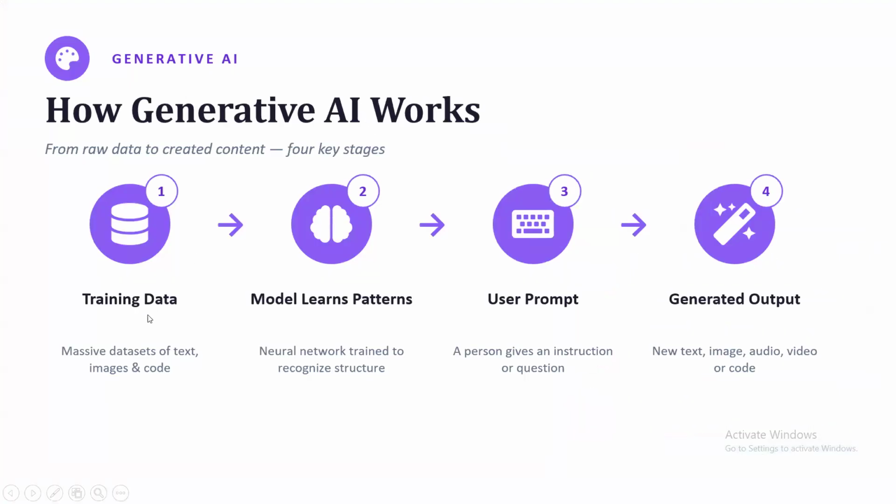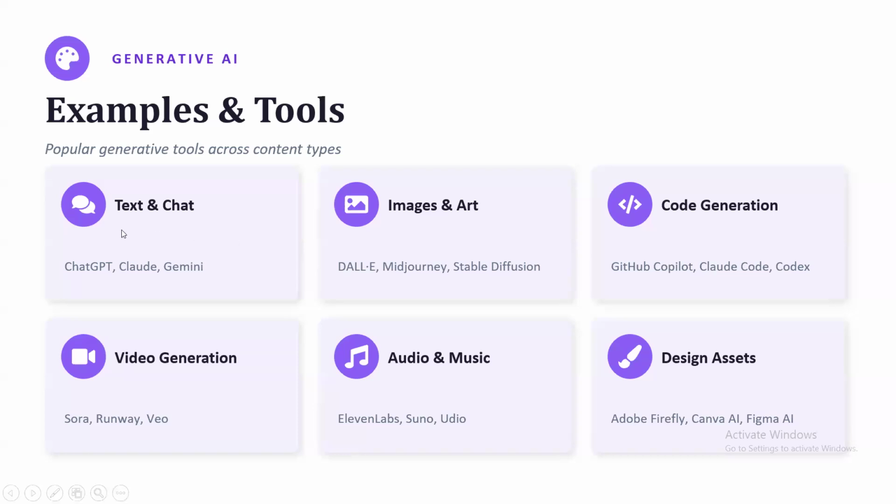How generative AI works: training data, the model learns patterns, the user gives the prompt, and it generates the output. In this generative AI, we require a massive amount of text, image and code datasets, and the neural network tries to recognize the structures. Whenever we give the prompt, this is prompt engineering, and it generates the output. Examples of tools: text chat, images and art, code generation, video generation, audio and music generation.